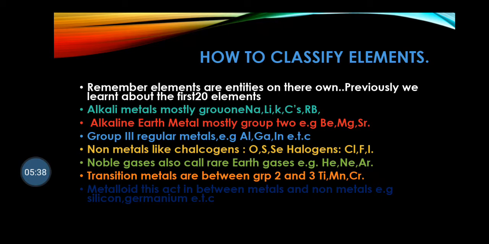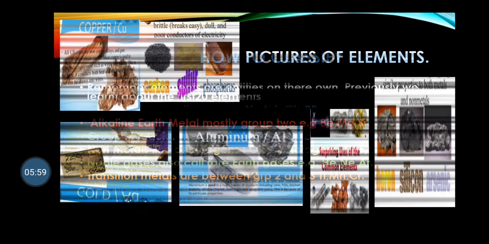So you look at group 1, the alkali metals, and group 2, the alkaline earth metals. You have the regular metals, comprising aluminium, gallium, and every other element. The non-metals, chalcogens, and halogens. You have the noble gases, also called the rare gases. You have transition metals, you have the metalloids. Then you still have the lanthanides and the actinides.